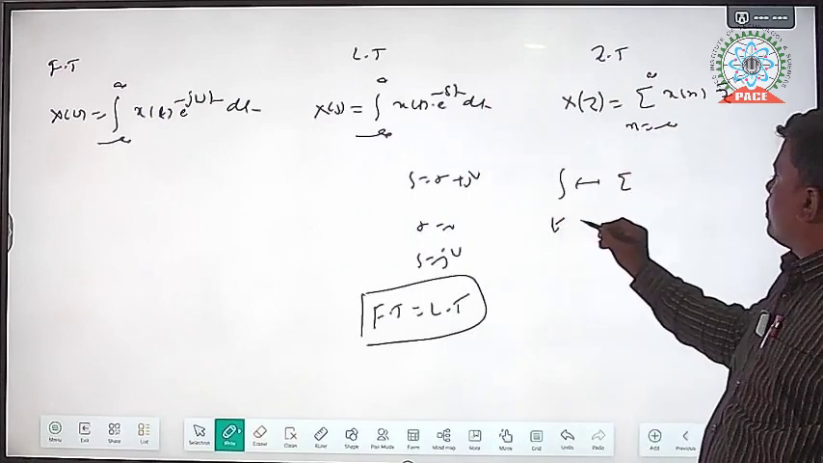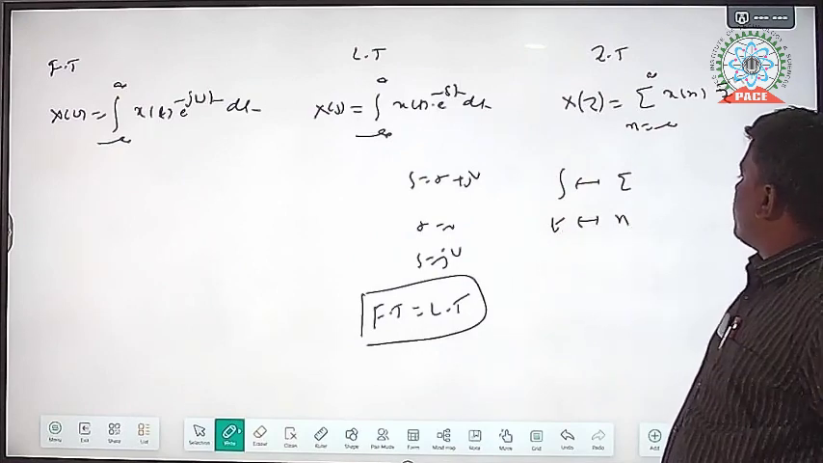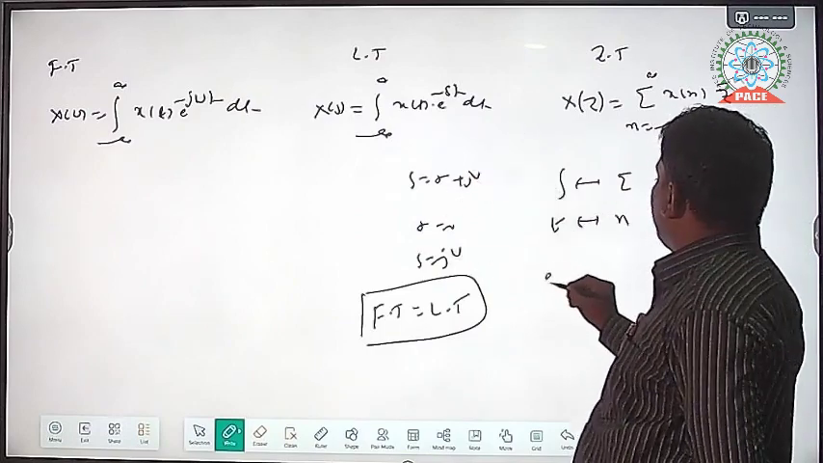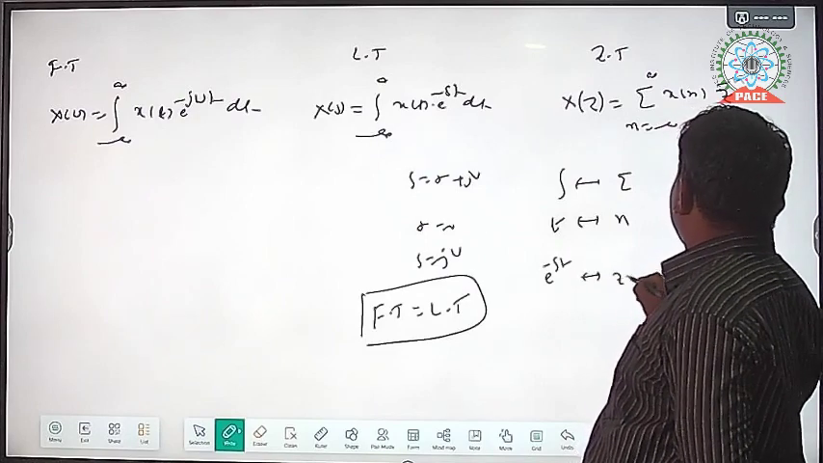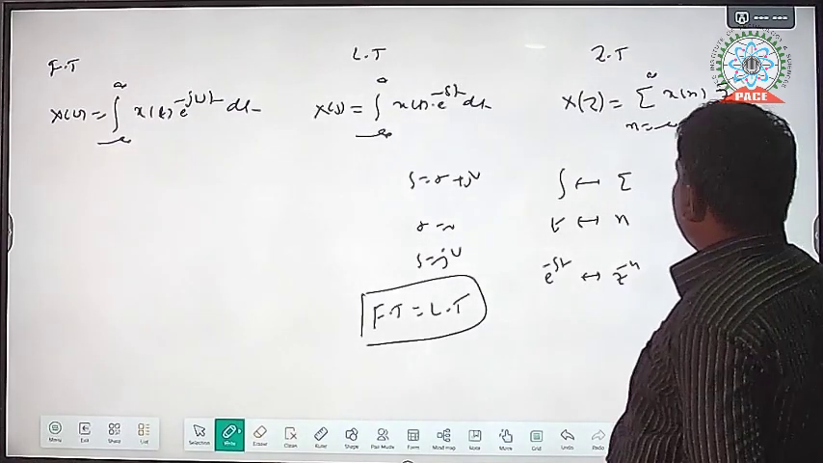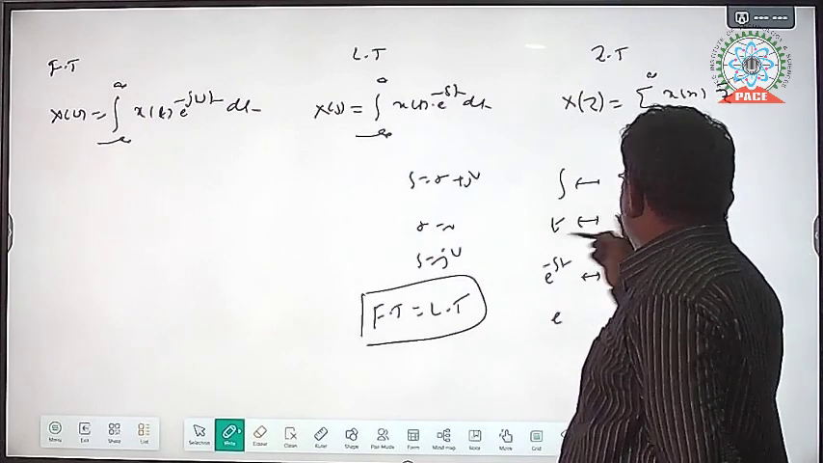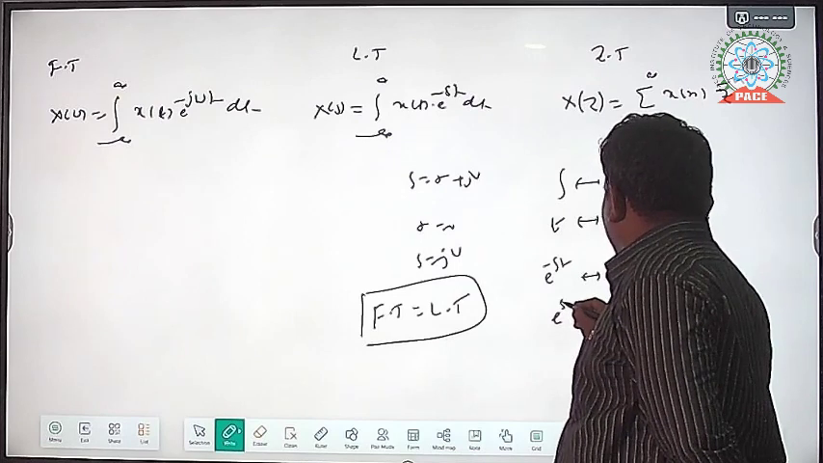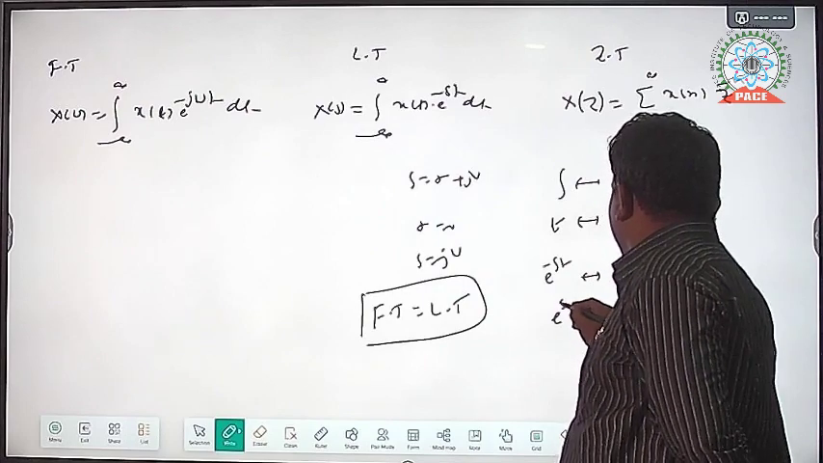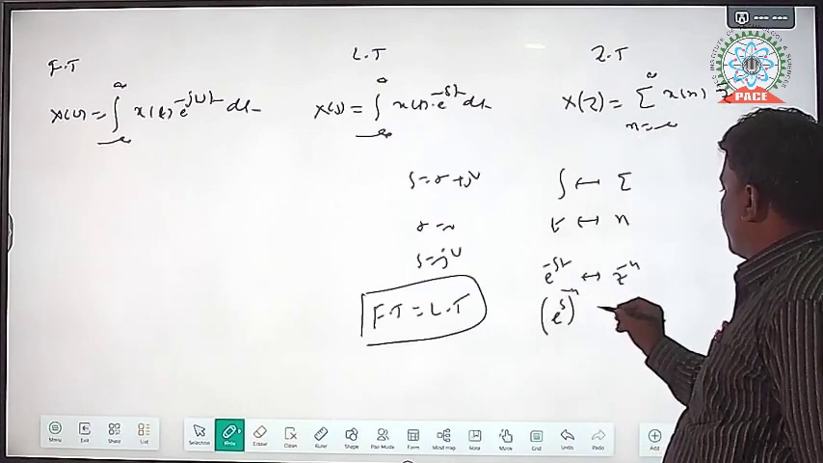Next, whatever this relation, e^(-st) indicates z^(-n). That means t = n, and (e^s) to the power minus n, since e^(-st) considers the minus n. So this is z^(-n). So z = e^s. This is the relation between the Laplace transform and the Z transform.